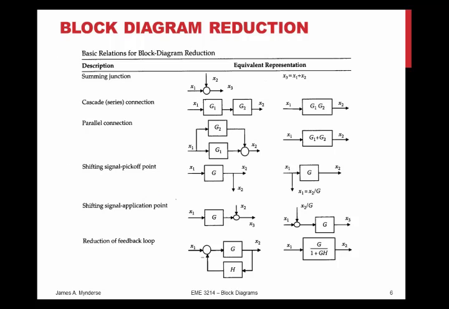So if we take what we've talked about, we can start doing block diagram reduction. And so you can see we've got a cascade or a series connection where you've got two blocks in series. We've got a parallel connection where we add the results. We've got a pick-off point, that's the branching point. We can move it from one side of a block to the other. We can move a summing junction from one side of a block to another. And that last one is really critical, the feedback loop.